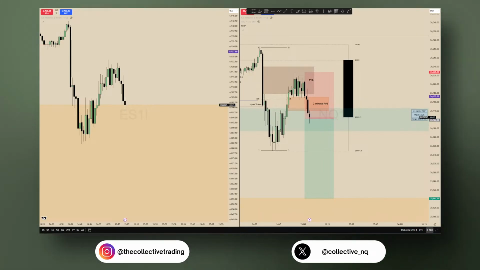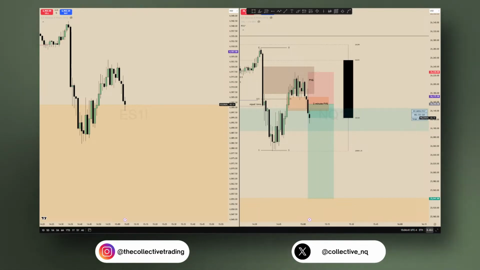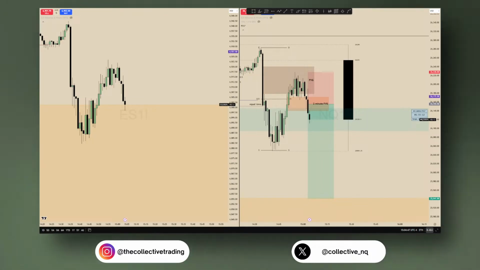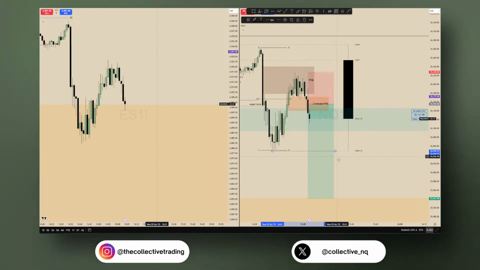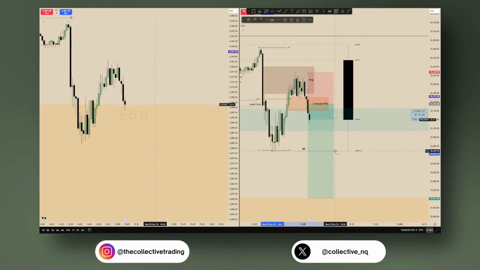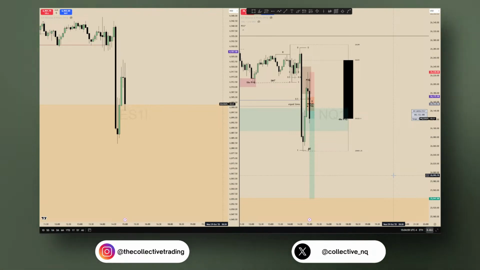So, simply put, break even at this low, and expecting it to get worked through. There's the 5-minute inversion right there.